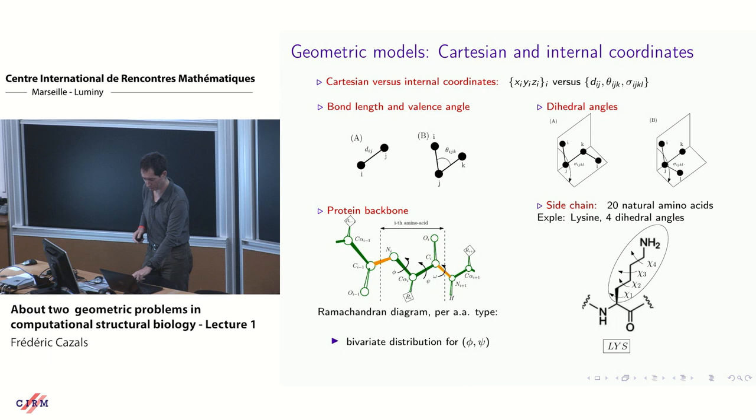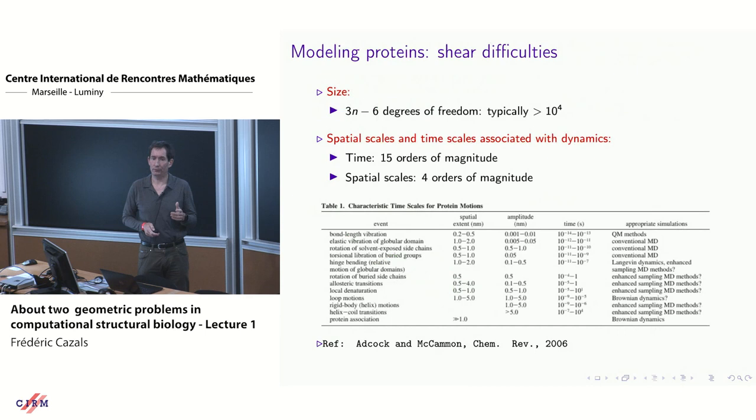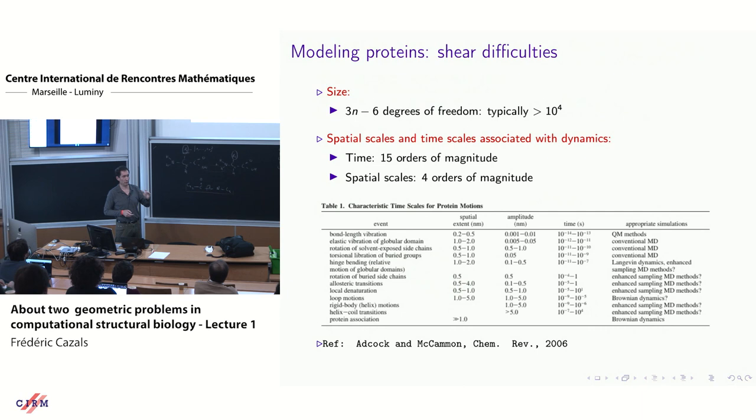So why is modeling proteins so difficult? Because in fact, these protein motions I've been talking about are spanning 15 orders of magnitude in time scale, and 4 or 5 orders of magnitude in the spatial domain. I'm not going to detail all this, but, by waving hands, if we are talking about vibrations of a chemical bond, the period is of the order of 1 or 2 femtoseconds. So these are tiny, tiny motions, right?